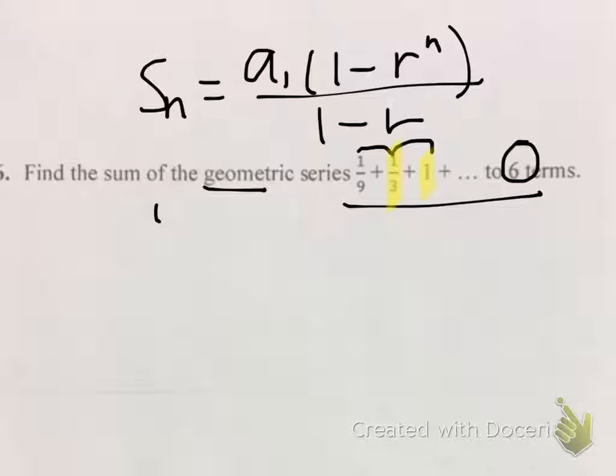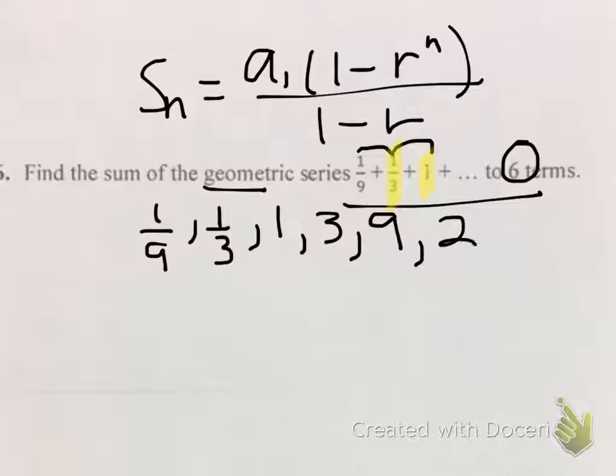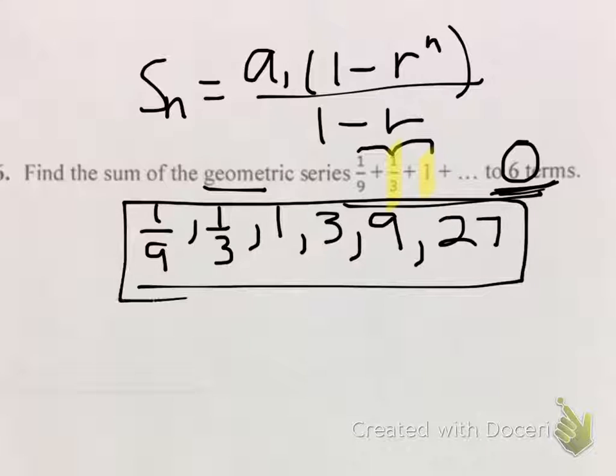So for my next terms, I would have 1/9, 1/3, 1, and then times 1 by 3, I would get 3. Times 3 by 3, I would get 9. And times 9 by 3, I would get 27. It asked me to go to 6 terms, and I already did go to 6 terms right there. So those are my 6 terms in my series.